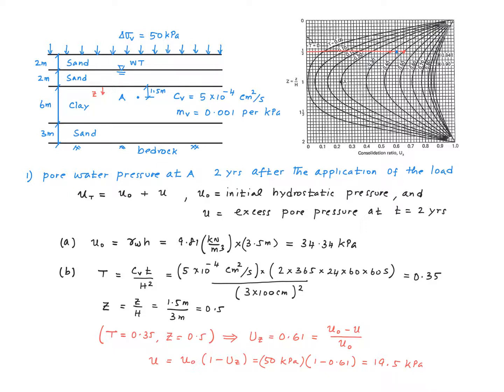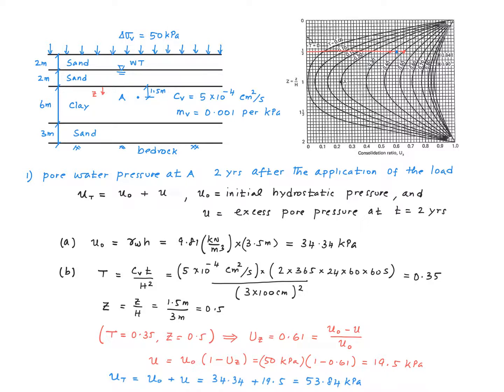Local degree of consolidation is defined as U naught minus U over U naught, where U naught is the initial excess pore water pressure. So in this particular case, since the increase in the total stress throughout the clay layer is uniform and equal to 50 kilopascal, the initial excess pore water pressure within the clay layer will be constant from top to bottom and equals 50 kilopascal, right? So that gives us a value of 19.5 kilopascal for the excess pore water pressure.